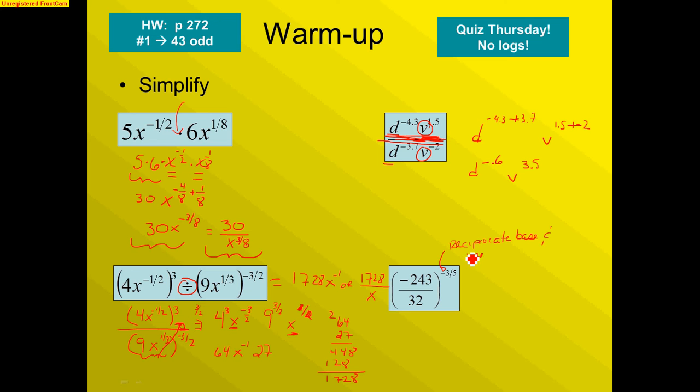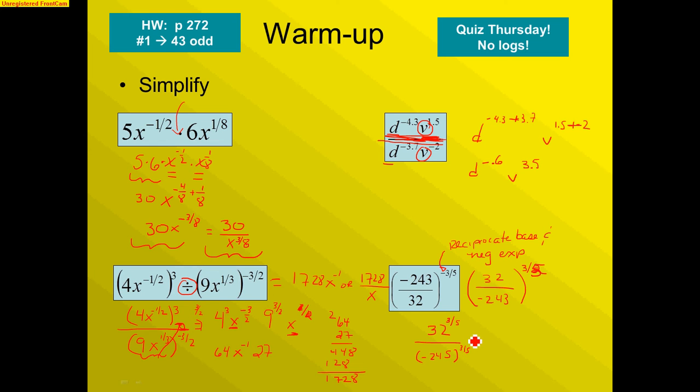And negate the exponent. So take the base and make it 32 over negative 243, but to the positive 3/2. So 32 fifths to the positive 3/5 over negative 243 to the positive 3/5.